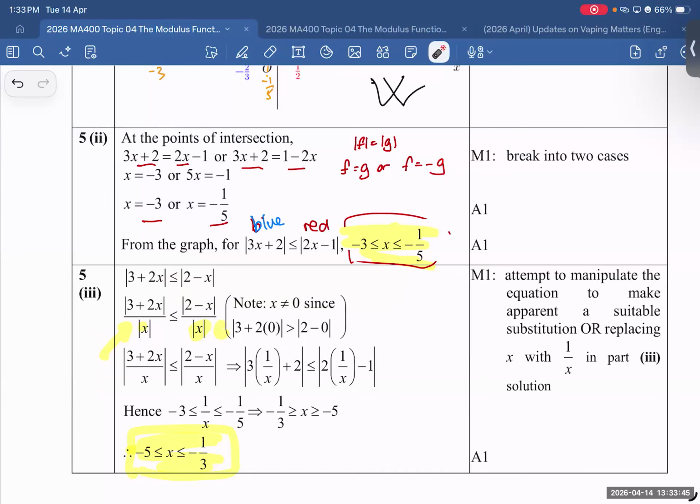Not easy, because I look at the coefficient.